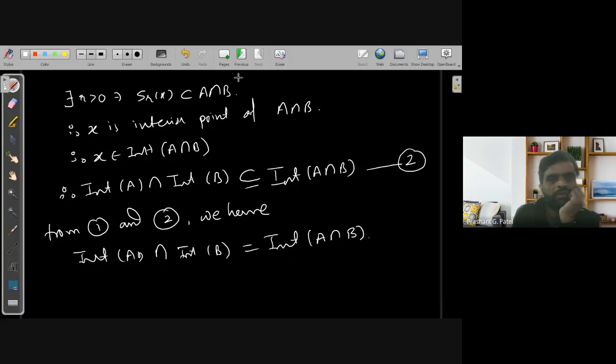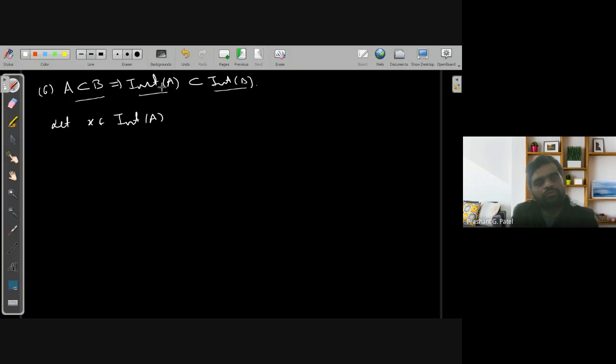This completes the proof of that fifth statement. Now we have the sixth statement, which we prove: A is a subset of B implies interior of A will be a subset of interior of B. So I will start with: let x belong to interior of A. I have to show that this is a subset of this one. A is a subset of B is given to you. I am taking one point here. I have to prove that that point will be in the interior of B.